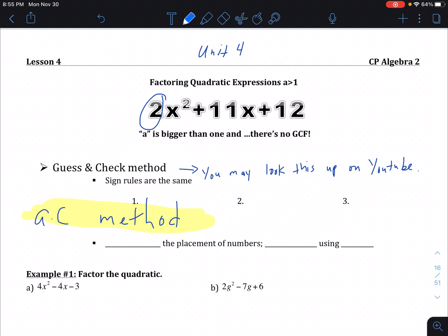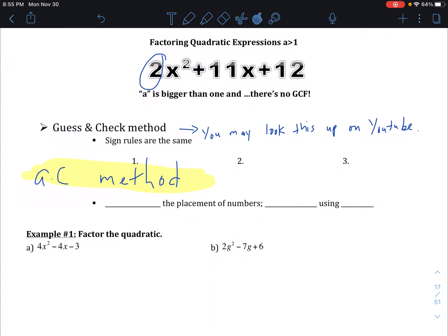Okay, welcome back to Unit 4, Lesson 4. Today, what we're going to be doing is factoring quadratic expressions. Not the easier ones that we learned the other day, but more difficult ones. And these expressions are when a is greater than 1. Technically, it's supposed to be when a is not equal to 1.